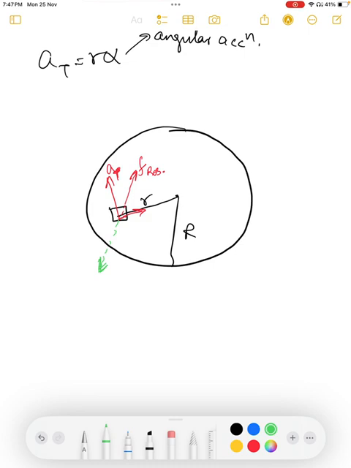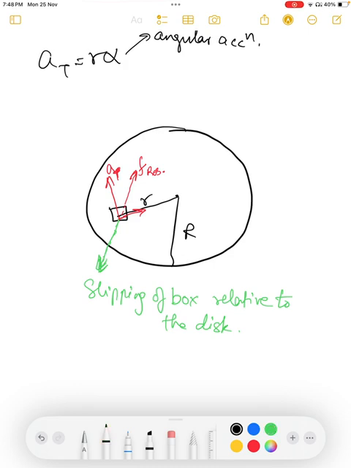So this is actually the direction of slipping of the box relative to the disk. So this might seem a bit counterintuitive, but many people would have thought that it would be completely tangential, but this is how physics reveals itself. This is the tendency of slipping. So the frictional force acts in the opposite direction.